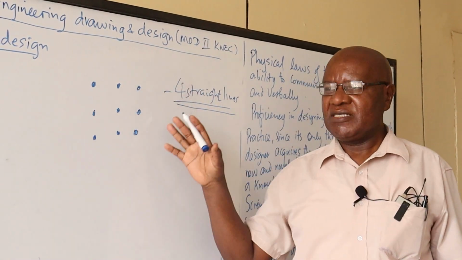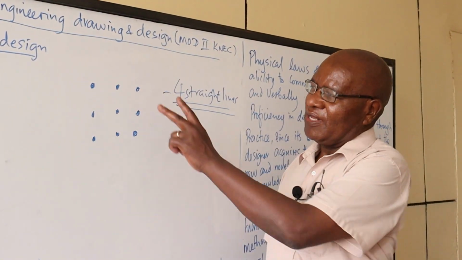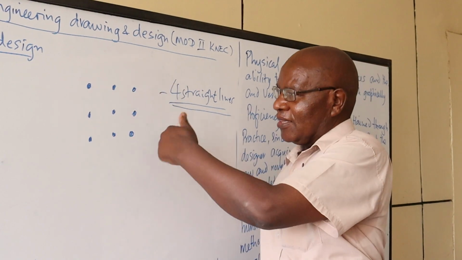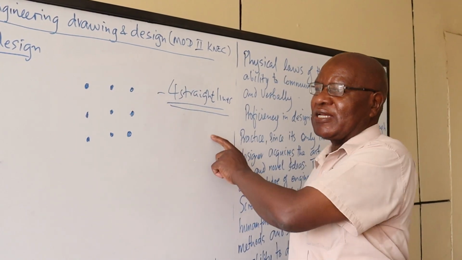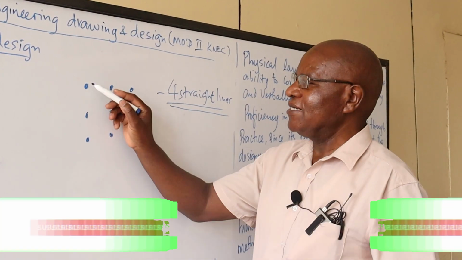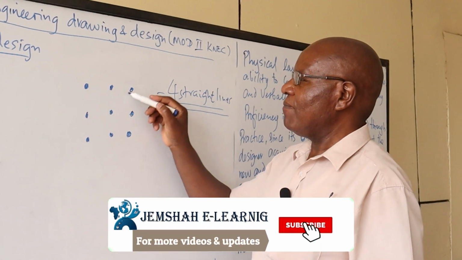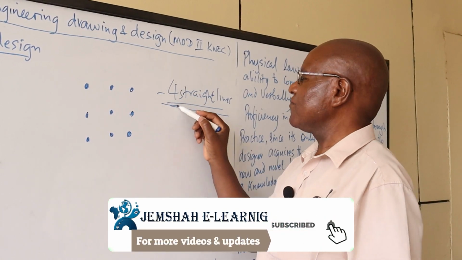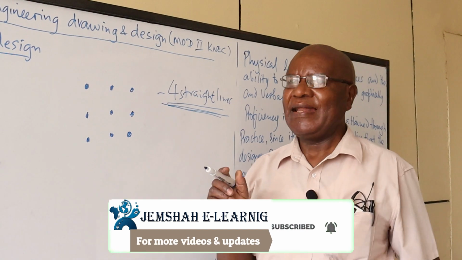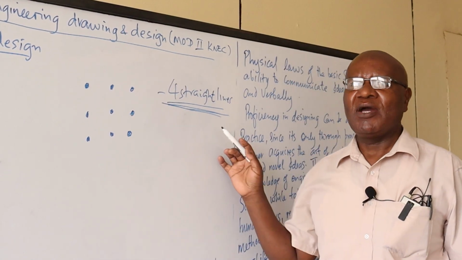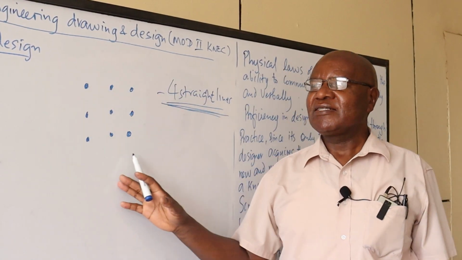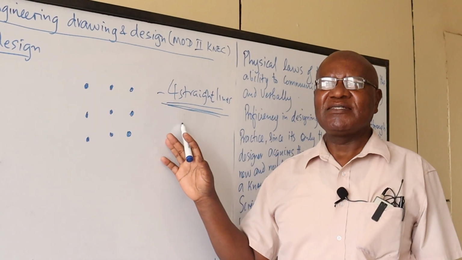Before you can try to get a solution to any human need or problem, you must understand what the problem is. In this case, you have got the 9 dots. They should be connected with 4 straight lines. And once you put your pen down, you should not lift it up until you have finished all the 4 straight lines.